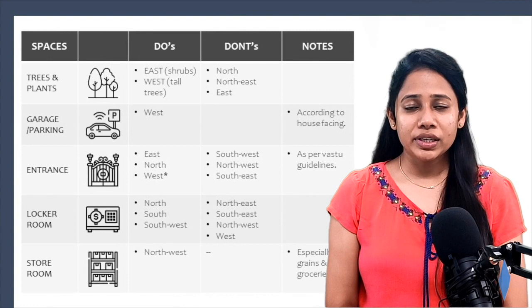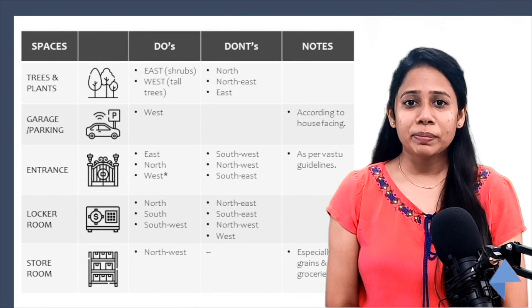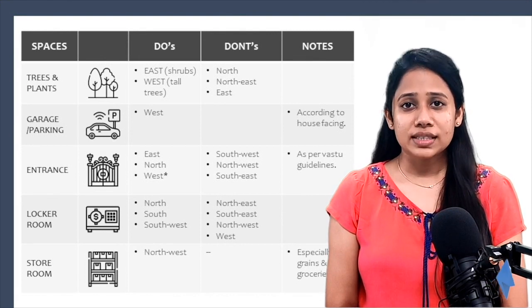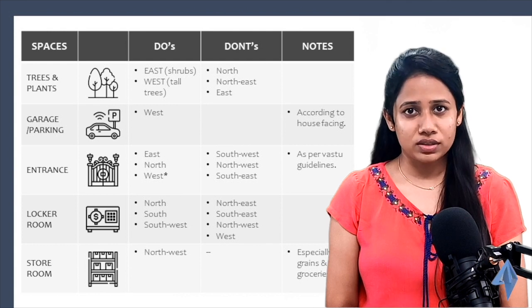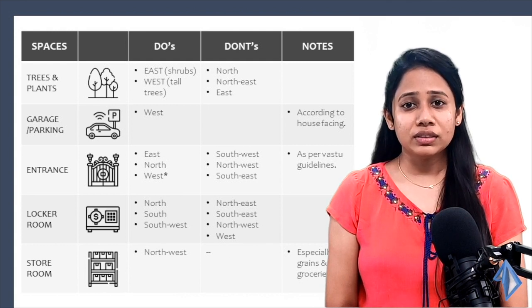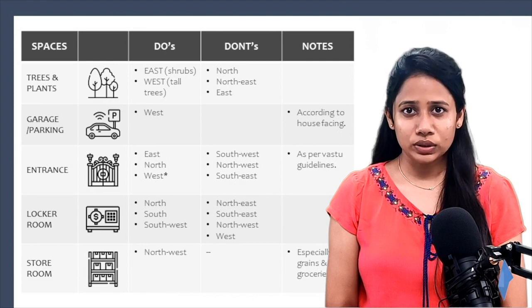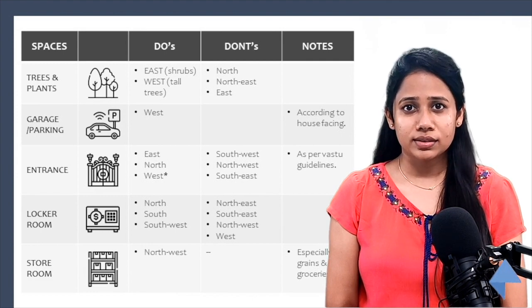The next element is locker room. Locker room can be placed in north direction, south direction and southwest direction. It should never be in northeast, southeast, northwest and west.